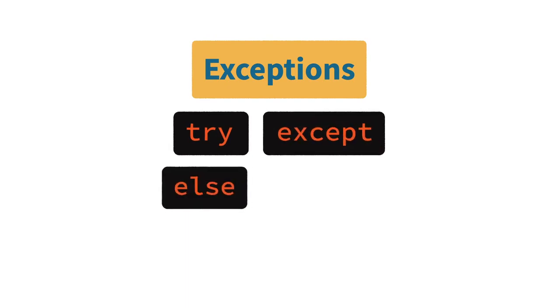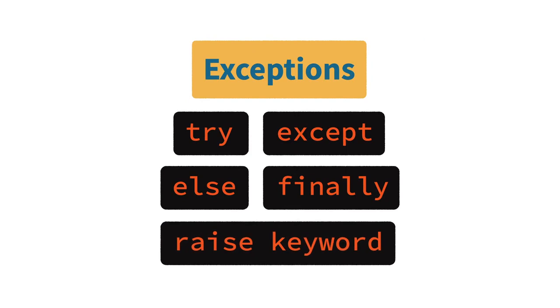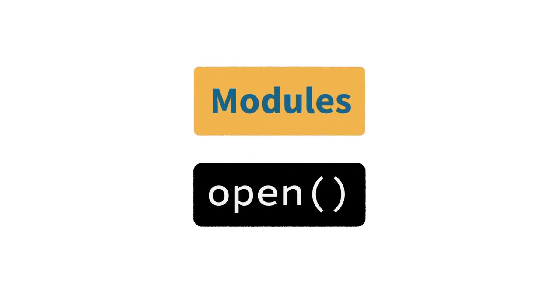We also learned how to handle exceptions by using the try, except, else, and finally blocks. By using the raise keyword, we learned to throw exceptions. Finally, we learned how to create modules by using the open function and saving them as a .py file.